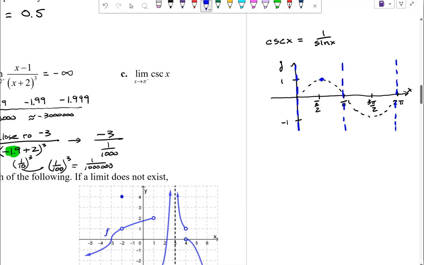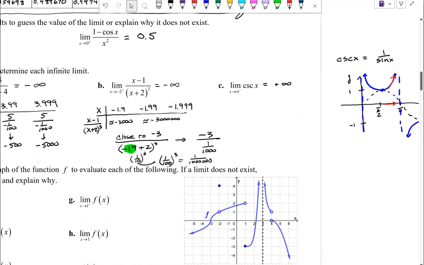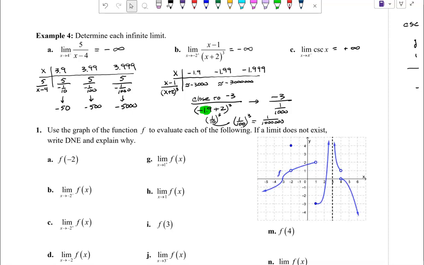When sine is 1, cosecant is 1. When sine is negative 1, cosecant is negative 1. And we end up with a graph that looks something like this. Now, if our x's are approaching pi from below, approaching in that direction towards pi, we end up with points climbing up the cosecant graph like this. And so we have that this limit is equal to positive infinity using a graphical method. Now go ahead and do problems 1 through 8.